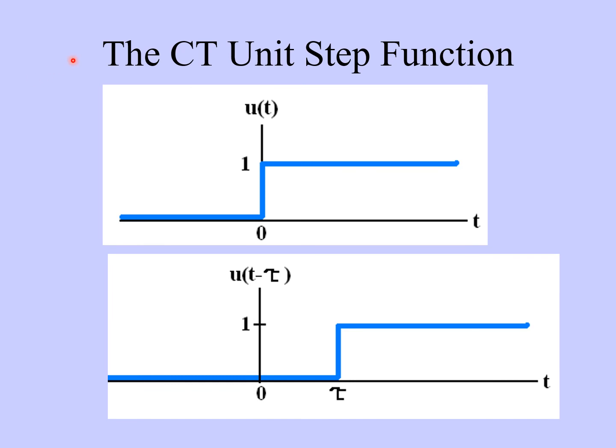Just like in discrete time, continuous time has a unit step function as well, and it is also called u. In discrete time, remember, it was u of n. Here it's u of t, and the step function is defined as a step right at t equals 0. Notice if we shift it, like u of t minus tau, the step shifts over to whatever tau is.